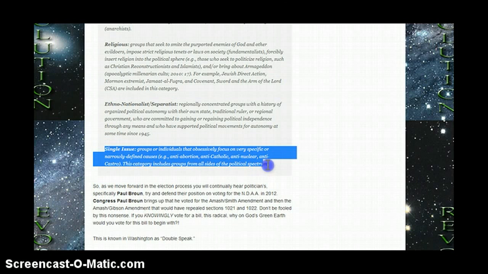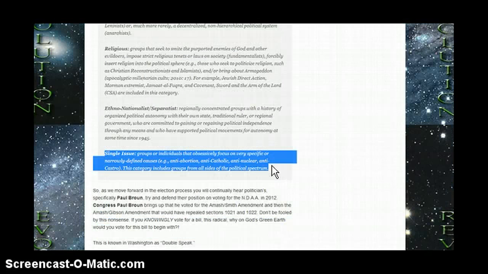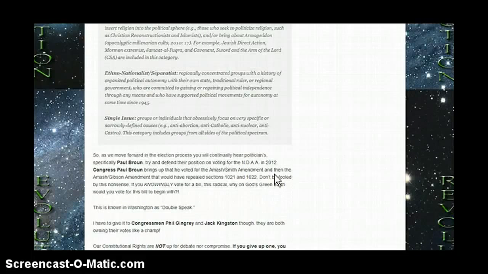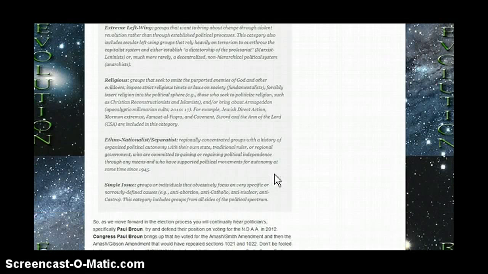This here is the scariest of them all, because they named everybody here, you know, Nazis, and you have people who think they're Nazis, and they're religious people, left wing, right wing. But the single issue group or individuals, this should scare the living hell out of everyone, because if you are anti-abortion, anti-Catholic, anti-nuclear, anti-Castro, hell, anti-government, according to that law, you were considered a domestic terrorist in the eyes of the government. Therefore, everybody in this nation is considered a domestic terrorist. Why? Because they listed everyone else, the extreme right, extreme left, religious, blah, blah, separatists. And then the single issue, that's just a vague way of saying everyone else.